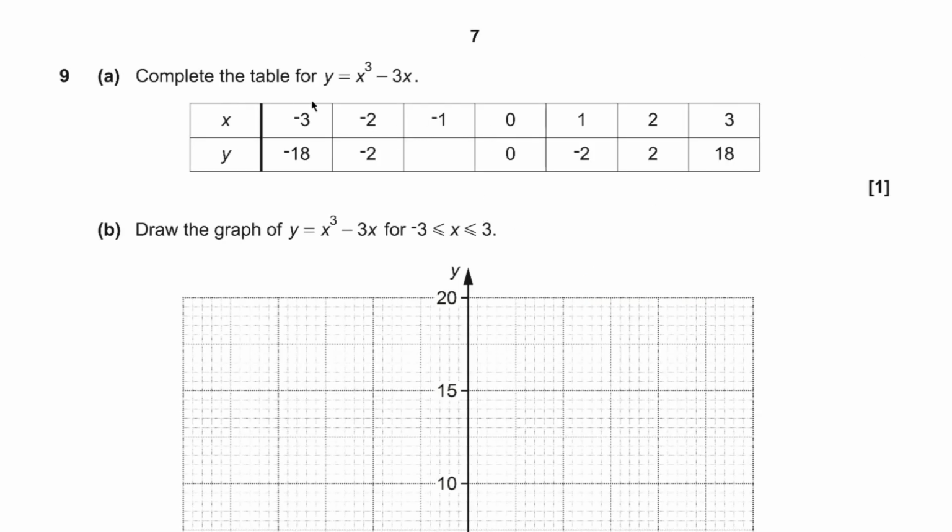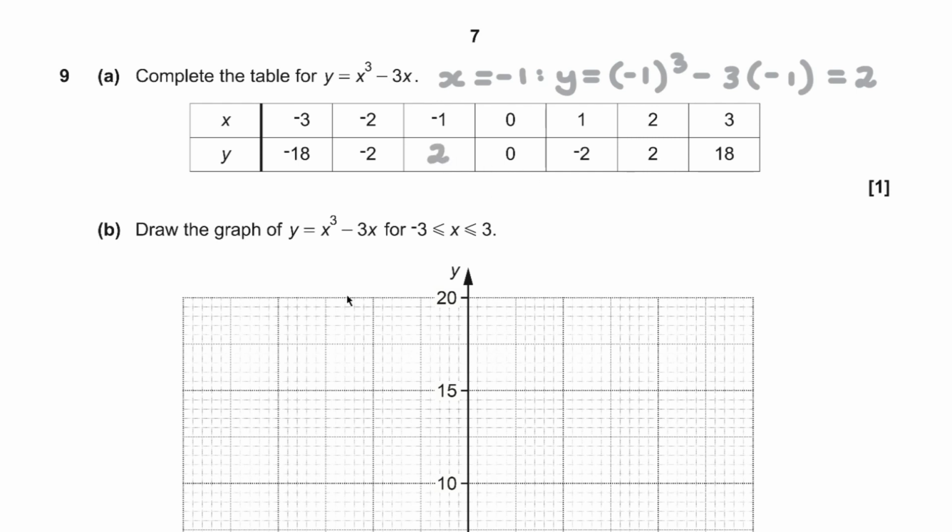Question number 9, part A, complete the table for y equals x cubed, subtract 3x. Now here we need to find out what the value of y is when x is negative 1. So let's work out what happens when x equals negative 1. So if we do this, we have y equals negative 1 cubed, subtract 3 multiplied by negative 1. So we have negative 1 plus 3, which is 2. So we end up with 2.